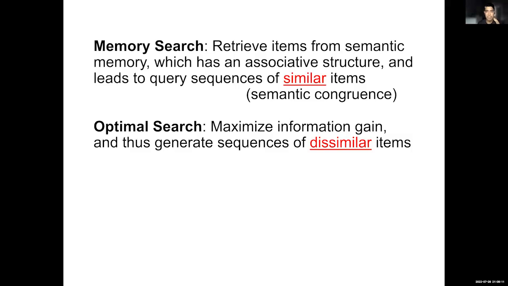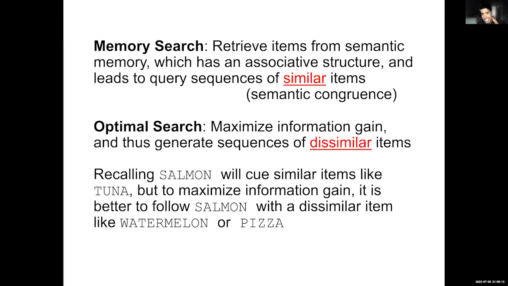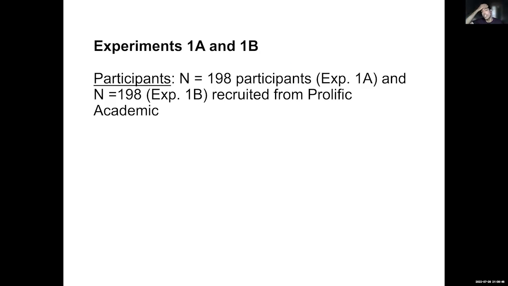Okay, just an example, right? If you recall salmon, we know from theories of human memory search that salmon will cue similar items like tuna. But of course, if salmon and tuna both have similar values of y, asking about both salmon and tuna doesn't really make sense. You want to follow a query like salmon with a query about a dissimilar item like watermelon or pizza. So there's a tension between what we know people do in memory search tasks and what they should be doing if they want to behave optimally in our tasks.